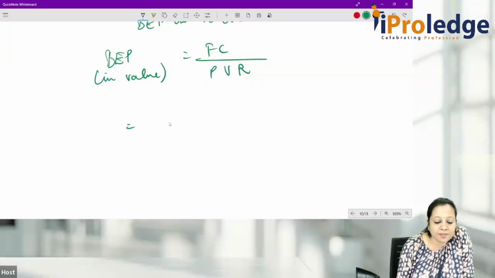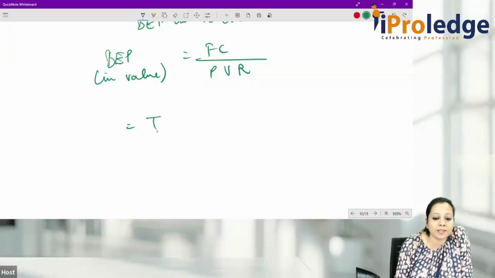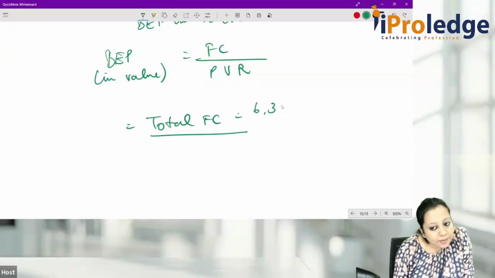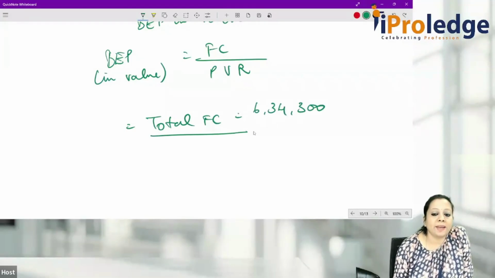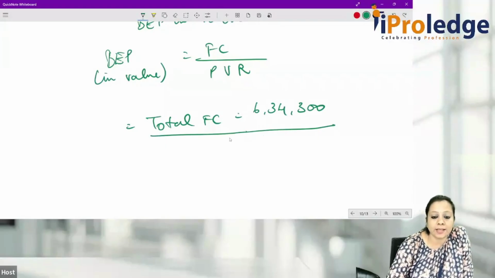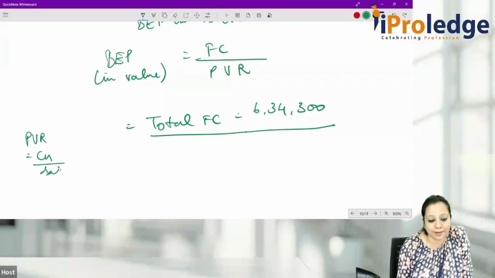So now, BEP in value, how much is the fixed cost? I want you to do the total fixed cost and please tell me, students. 6 lakh 20,300. What is the PVR, students? PVR we need to find out. You all remember the formula for PVR, no? Contribution divided by sales into 100, right?